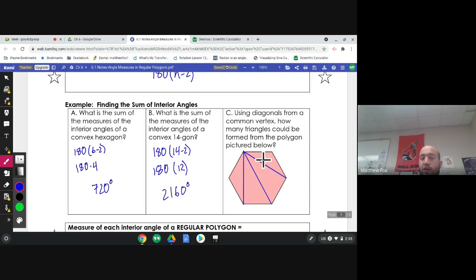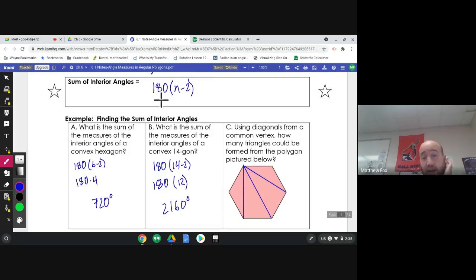So if you think about it, we already know in each triangle the degrees are 180. And there were 6 sides, and when we drew it, we only got 4 triangles here. So that's why 6 minus 2 gives us that 4. Okay. Now, if we think about it, it's always going to be the case.